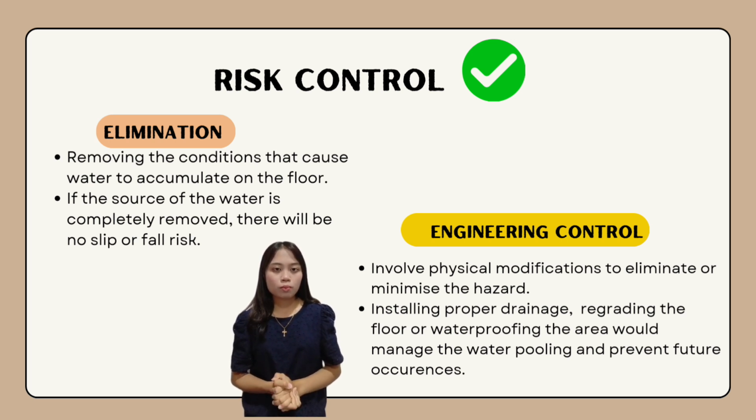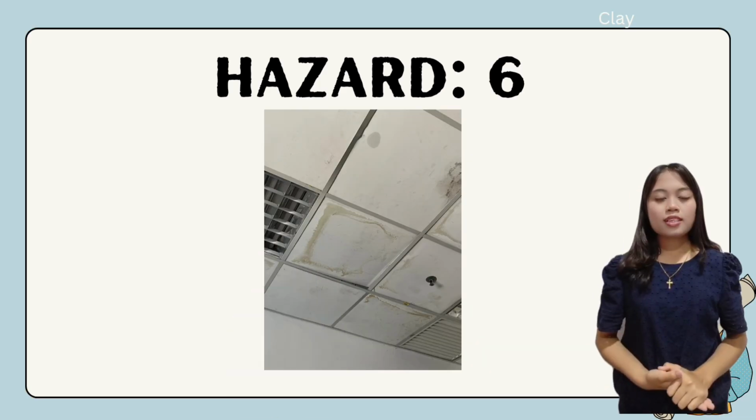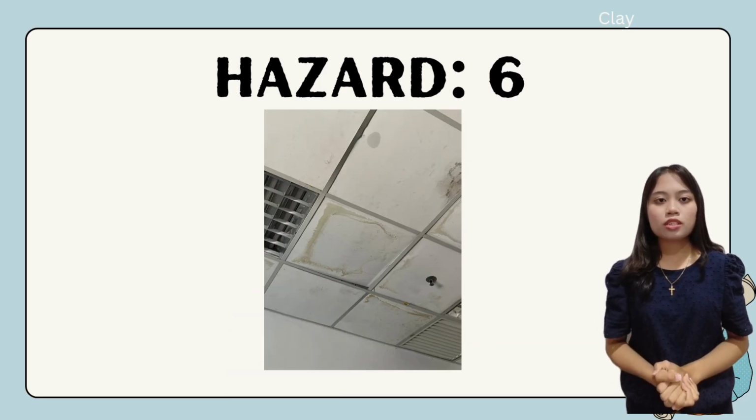If the source of the water is completely removed, there will be no slip or fall risk. Then through engineering control, which involves physical modification to eliminate or minimize the hazard, we can also install proper drainage on the floor or waterproofing the area, which would manage the water and prevent future occurrences.